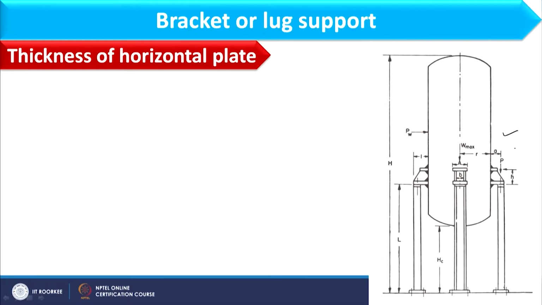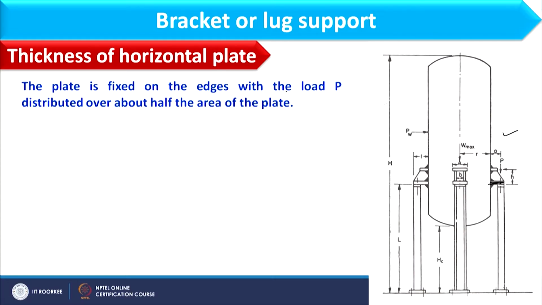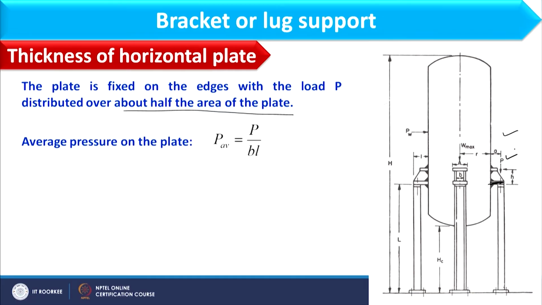And now we will discuss how to find the thickness of the horizontal plate as well as the gusset plates. So, for the thickness of the horizontal plate, you can see from this schematic that the horizontal plate is this, and the plate is fixed on the edges with the load P distributed over about half of the area of the plate, as you can see from this image. Then the average pressure on the plate would be P by BL.